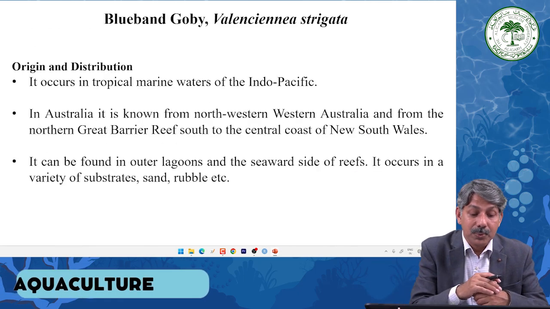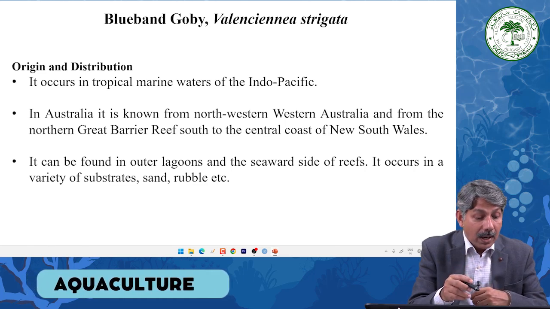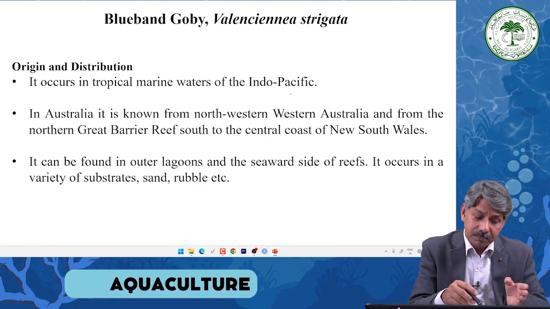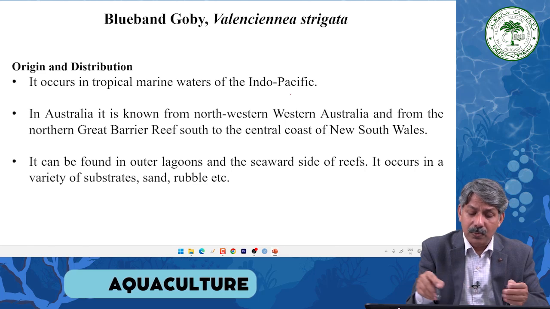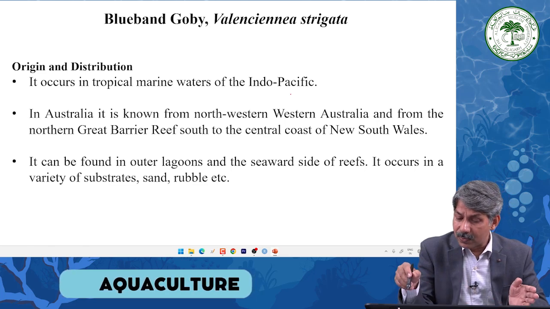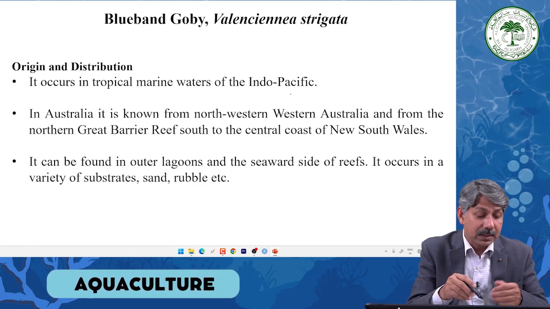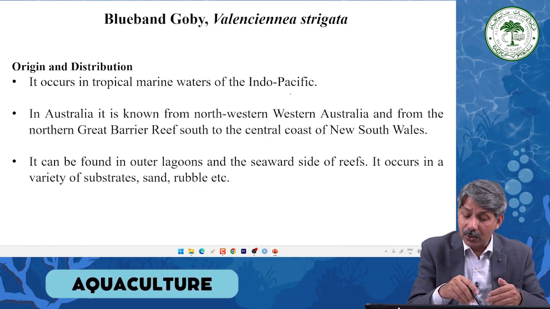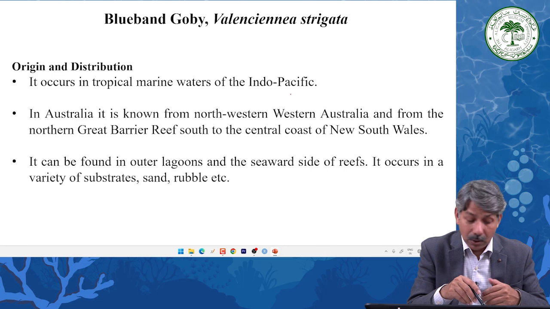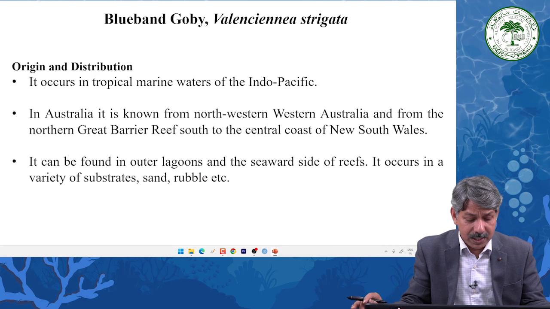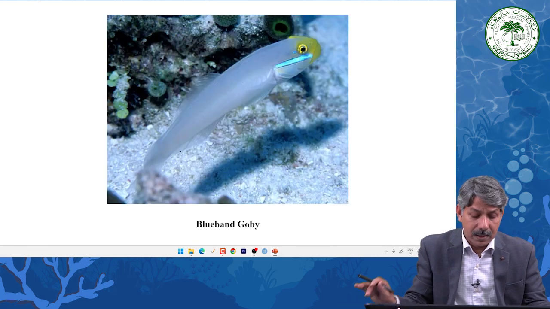Then we have the blue band goby, which is found in tropical marine waters of the Indo-Pacific. In Australia, it is known from northwestern Western Australia and from the northern Great Barrier Reef south to the central coast of New South Wales. It can be found in outer lagoons and the seaward side of reefs. It occurs in a variety of substrates, sand and rubble, etc.